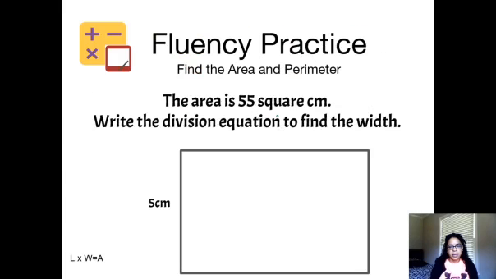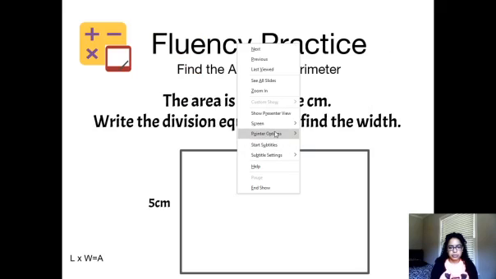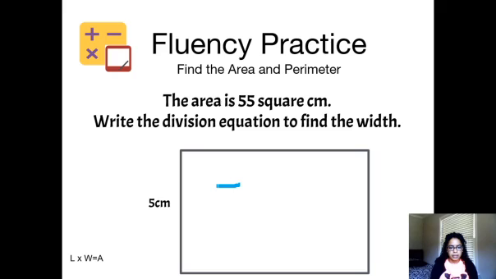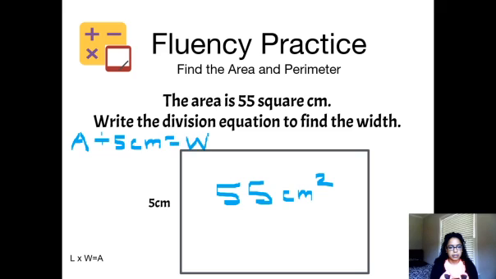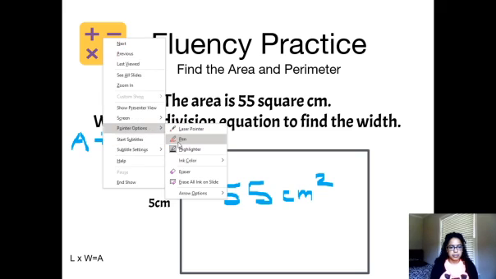The area is 55 square centimeters, so I'm going to go ahead and switch back over to my highlighter. 55, and I'll do centimeters squared. Write a division equation to find the width, so it'll be the same one. We have our area, we have our length. What we don't have is our width. So that is our unknown. So let me go ahead and switch back over to the pen.